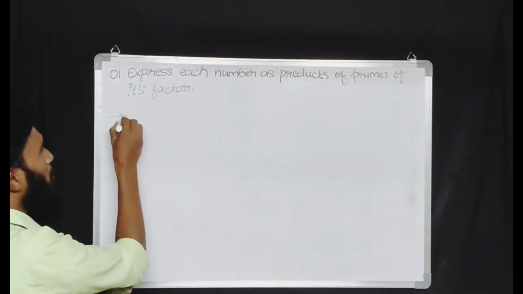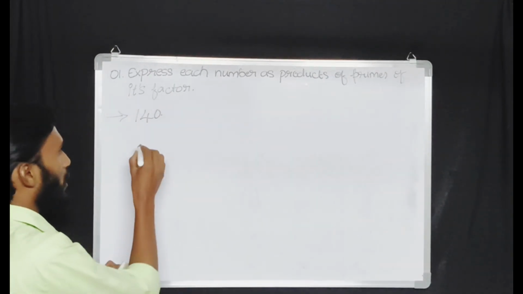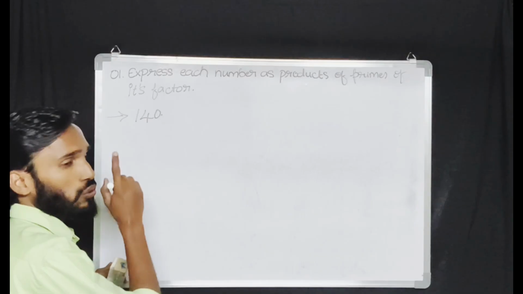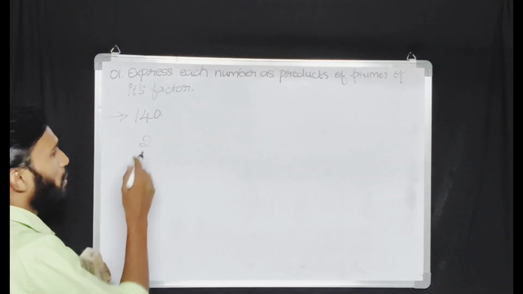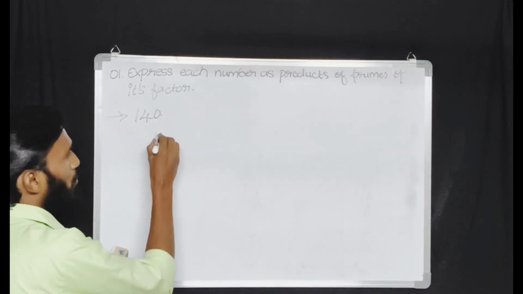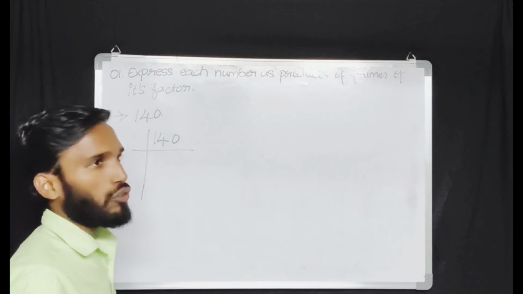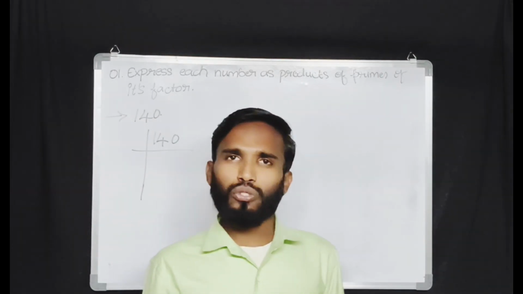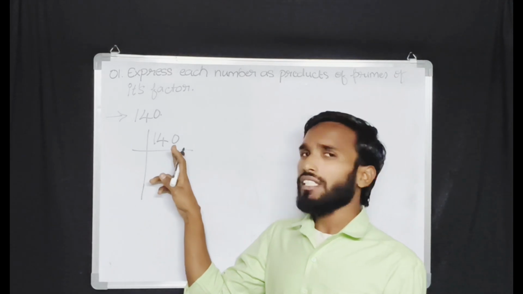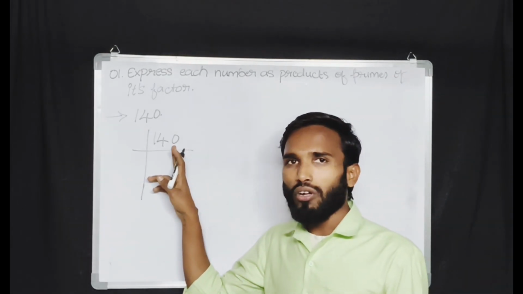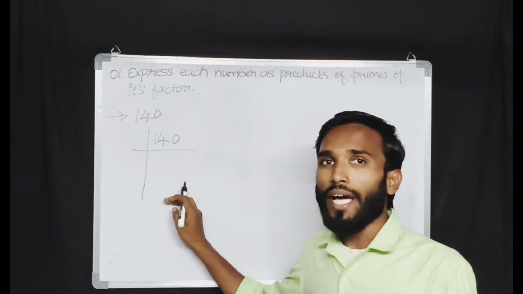Now the first problem is 140. How to do this? I told you to use the column method or else the factor tree. First, the column method. Write the number. I told you the divisibility rules, so first go with the rule for 2. Here the last digit is 0, which is an even number. That means 140 is divisible by 2.